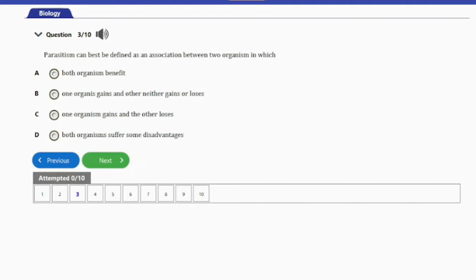It says, parasitism can best be defined as an association between two organisms in which A, both organisms benefit, B, one organism gains and another neither gains nor loses, C, one organism gains and the other loses, D, both organisms suffer some disadvantages. So guys, the answer to this question is option C here. One organism gains and the other loses. So that's the concept of parasitism. So let's go ahead and consider the next question, guys.